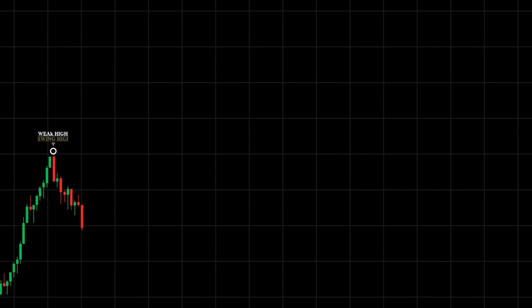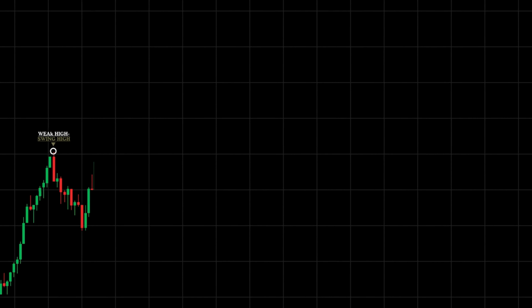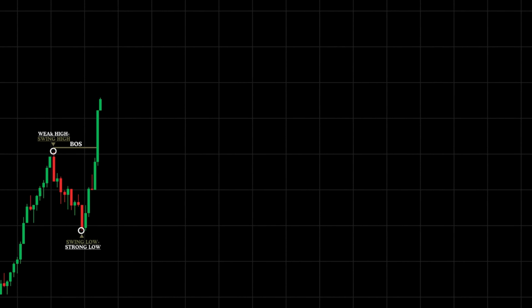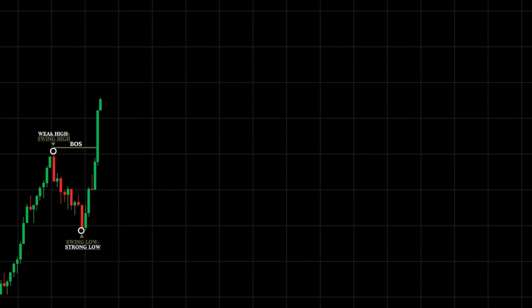Now, after spotting a valid pullback, there's one more step we'd always take. We mark the weak high and watch to see if price breaks above it. If price does break above that weak high, it signals continuation. And that's exactly what happened here. Price broke to the upside, giving us a break of structure. After this break of structure, we can confirm that the recent low is now a strong low, which is important for the trend.